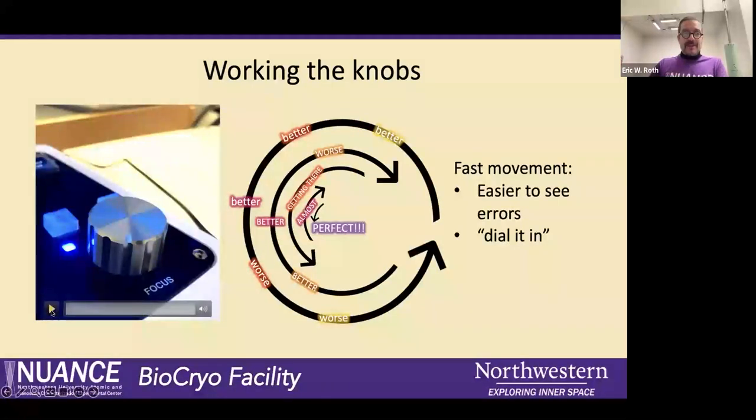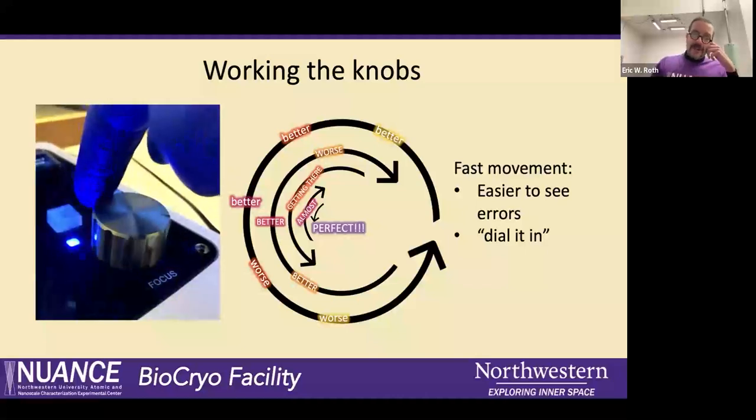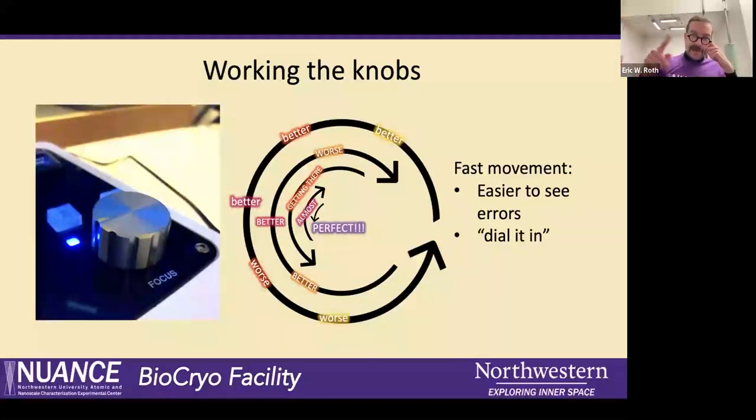I find the better way to work the knobs is to really give them a good spin back and forth and make your image worse intentionally. Make it worse and then come back and see how it gets better. And then you just kind of dial it in, and eventually you'll get to the perfect spot. It's a much faster way to approach things, especially when you're starting at a lower magnification or if you're really far off from alignment. And then you can get closer and closer in with things.